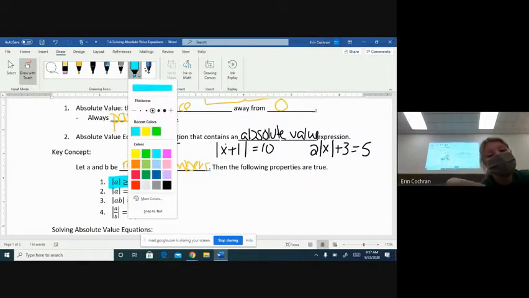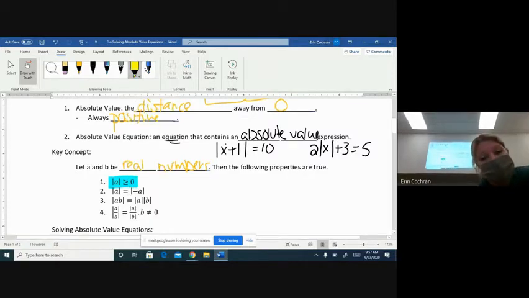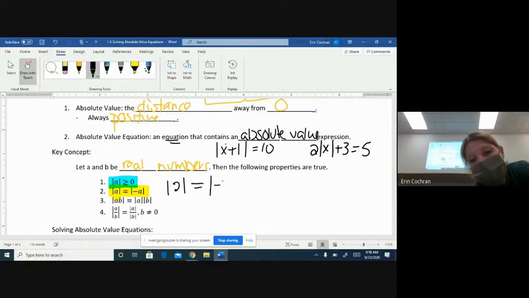Is the absolute value of A equal to the absolute value of negative A? Yeah, because the absolute value of any number is always positive. And if I have, let's say, the absolute value of positive 2, is that equal to the absolute value of a negative 2? Yes, it is.